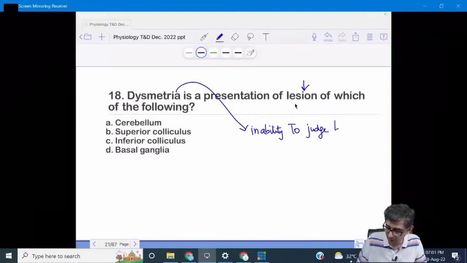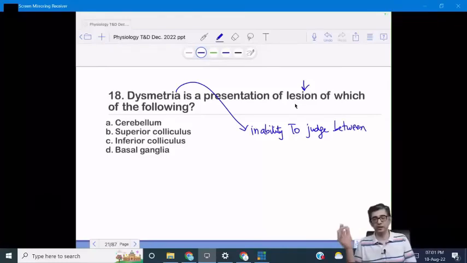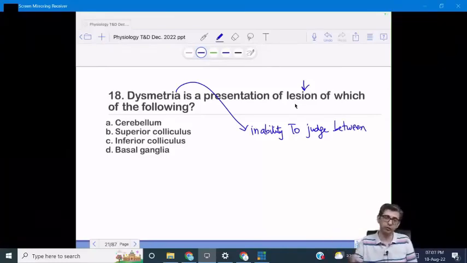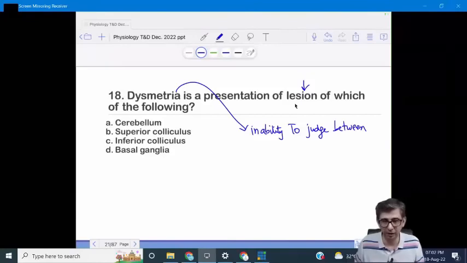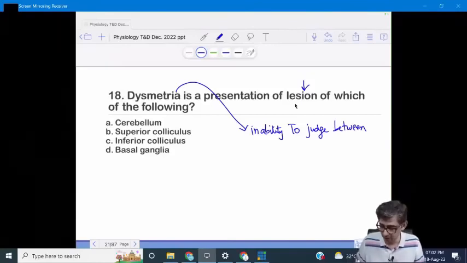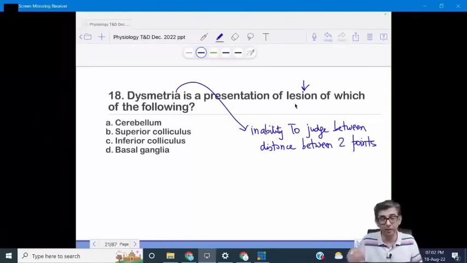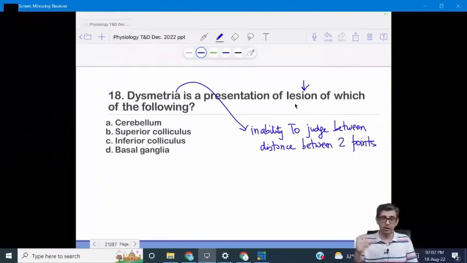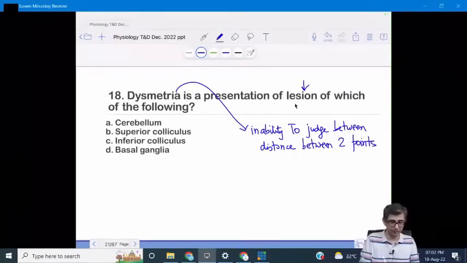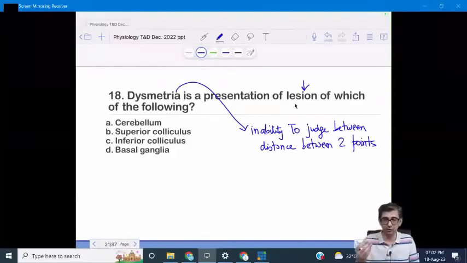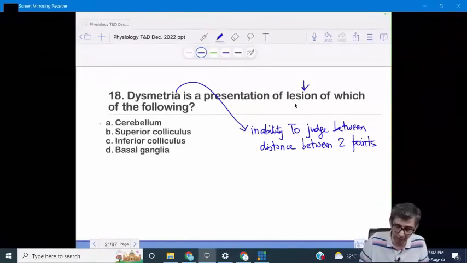Like if you're driving a car and the car ahead of you is braking. So when you see the tail lights of the car ahead of you braking, then you will also put your foot on the brake so that you don't end up rear-ending the guy's car from behind. But if a person is having dysmetria, then he will not be able to approximate the distance between his car and the car ahead of him, and he might end up with an accident also. Dysmetria is inability to measure distances, and measurement of distances would be a function of the cerebellum. Answer to question number 18 is option number A.